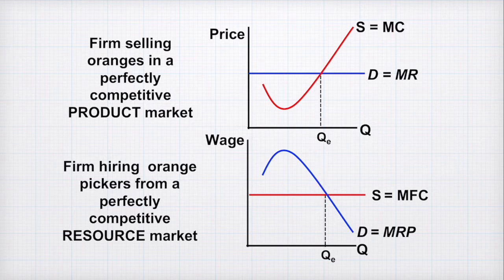Now compare that to here, where now just imagine a firm hiring orange pickers from a perfectly competitive resource market. Well, they can hire as many orange pickers as they want at one wage. So that's the supply of labor. Now it's supply that's perfectly elastic. And this is the marginal revenue product, which is the same as the demand for labor. So you'll notice this is basically just a mirror image of the product market. The input market is basically the mirror image of the product market. Okay, so it's kind of useful to see those side by side just so you know what's happening there.